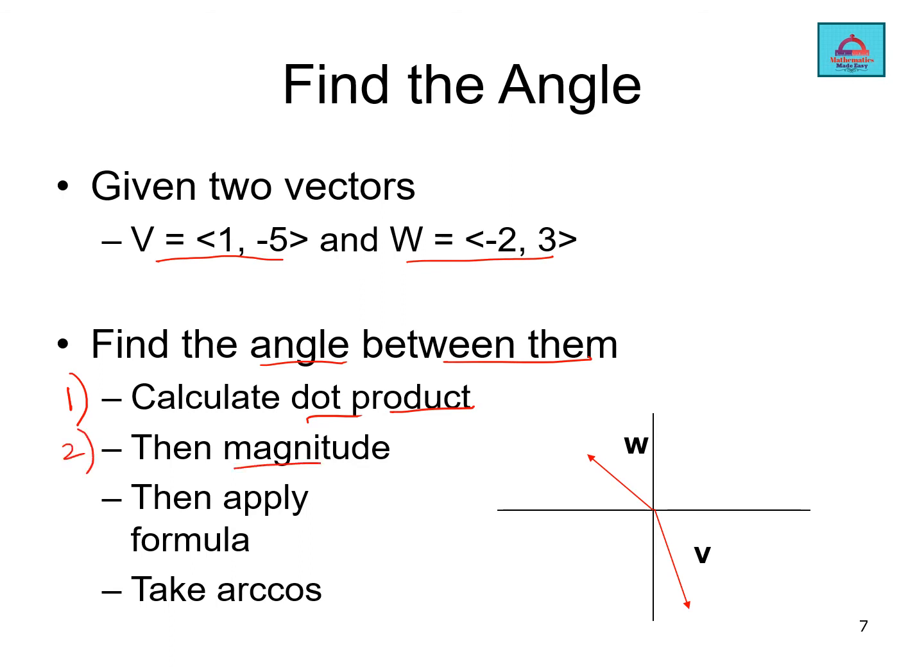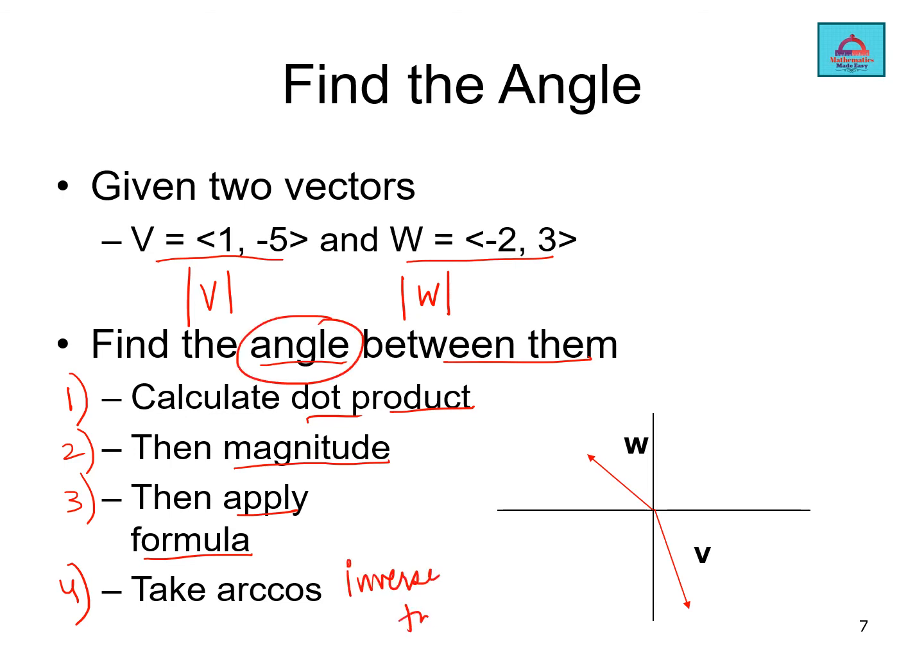Then you will find their magnitudes, the magnitude of vector v and the magnitude of vector w. Then you will apply the formula which I am about to show you, and in the end, because you are going to find the angle, we are going to use inverse trigonometry. You take the inverse of cosine. We use the cos formula in step 3 to get cos theta, and in the last step, to get the angle theta, you take the inverse of cos. Let's have an example on the next slide along with the formula.